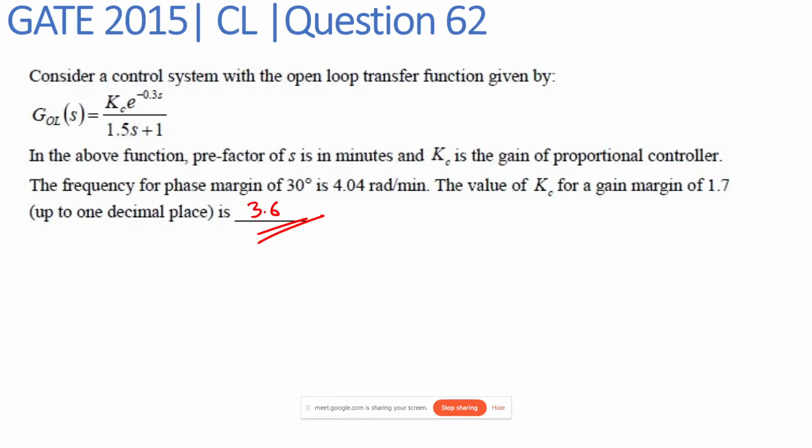So for the given open loop transfer function, we were already given the phase crossover frequency for phase margin of 30 degrees, which was 4.04 radian per minute. And using this gain margin, we calculated the value of Kc up to 1 decimal place as 3.6. Here we don't have any use of this phase margin of 30 degree since we have already been given this phase crossover frequency.